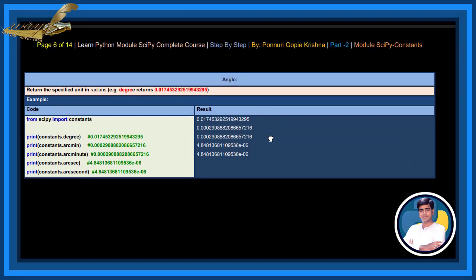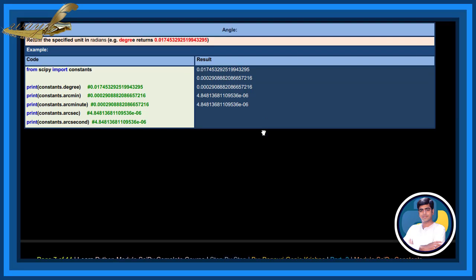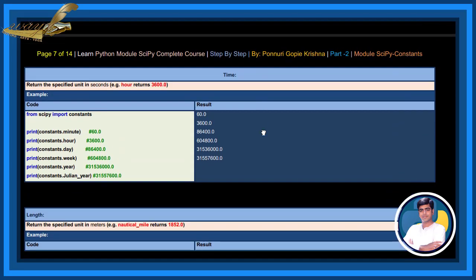Angle returns the specified unit in radians. Degree returns 0.017453292519943295. This is the result. See, by printing constants degree, arcmin, arcminute, arcsecond, the result returns this. Time returns the specified unit in seconds. Example, hour returns 3600.0. See, minute, hour, day, week, year, Julian_year. See, the result returns this.